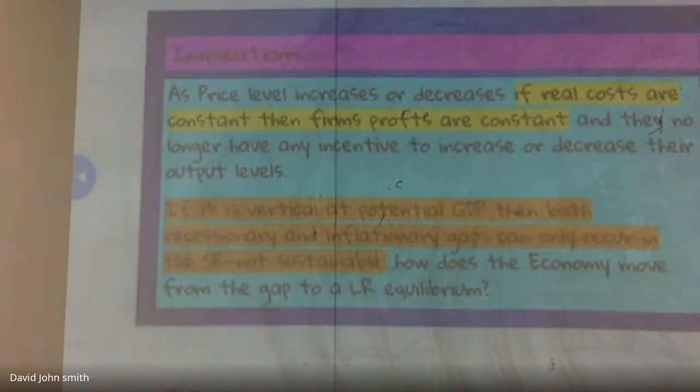Okay, here are the implications of the classical model. As price level increases or decreases, if real costs are constant, then a firm's profits are also going to be constant. They therefore will have no incentive to increase or decrease their output levels. If the long run aggregate supply curve is vertical at the potential level of GDP, then both recessionary and inflationary gaps are only able to occur in the short run. They're not sustainable. So therefore, how do you reach a long run equilibrium?